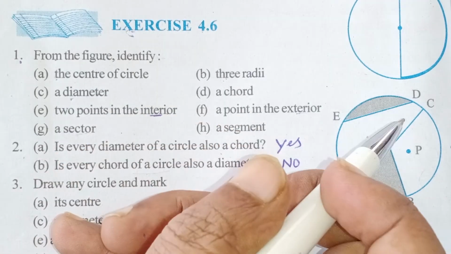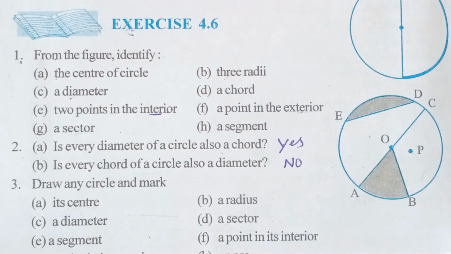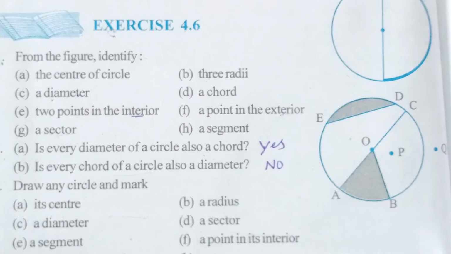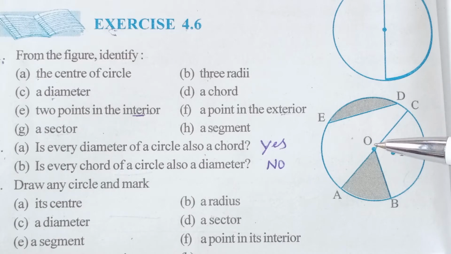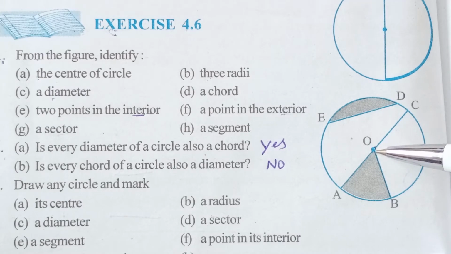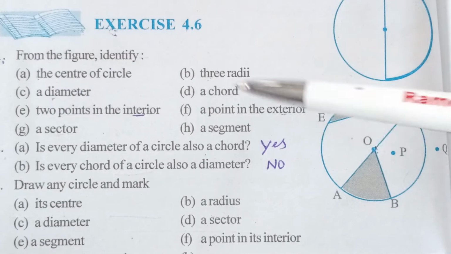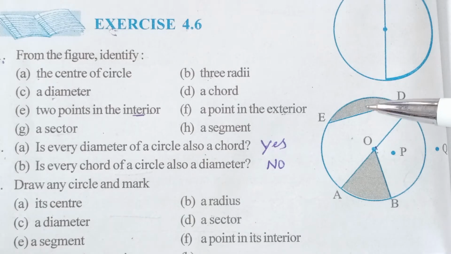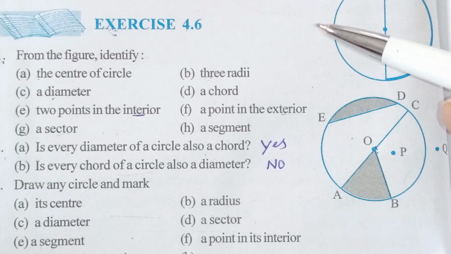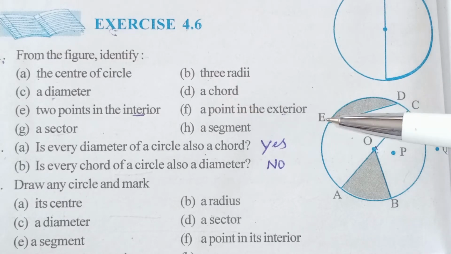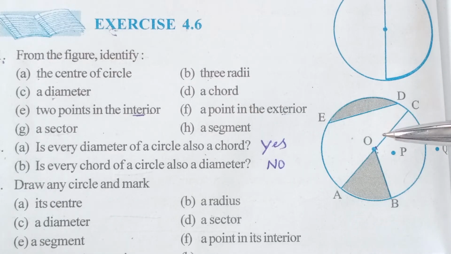Points from the figure. First of all, see, this figure is given here. From this figure we have to identify the center of the circle. What is the center? O. That is the answer. That much only you have to write. And we have to identify 3 radii from this figure. In the same way, whatever has been asked, we have to identify from this figure and give the answer. Let's see.